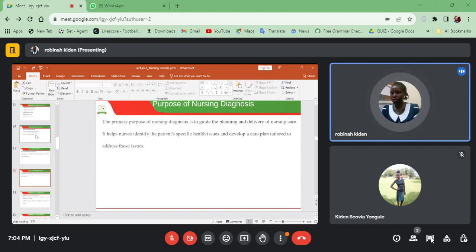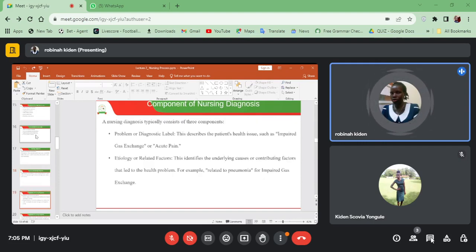Components of nursing diagnosis. These include the following. We have the problem or diagnostic label. This describes the patient's health issue, for instance, impaired gas exchange or acute pain. Then we have etiology or related factors. This identifies the underlying causes or contributing factors that lead to the health problem, for example, related to pneumonia.